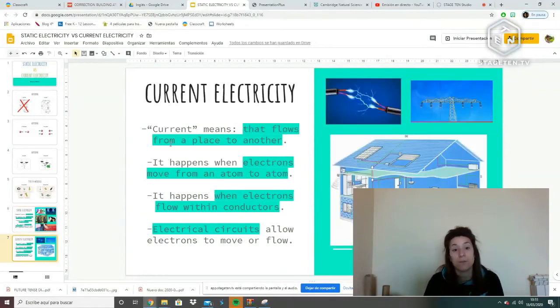Current electricity means that it flows from one place to another. It happens when electrons from one atom move to another atom. It happens when we have conductors, conductive materials, and we need an electrical circuit for the electricity to flow, all right? Well, the next point after the explanation will be in the book, okay?